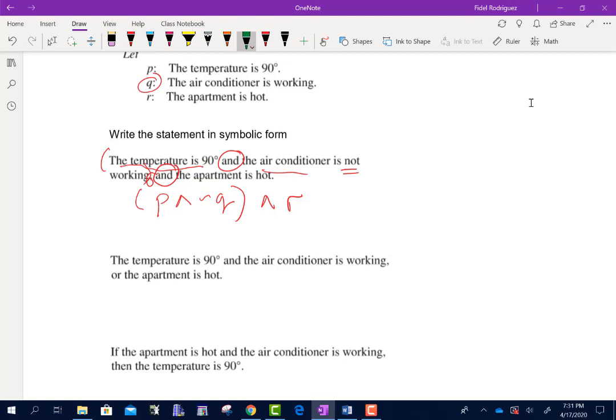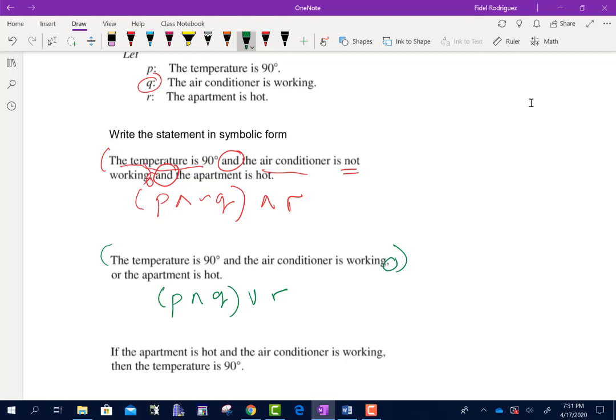Same thing for the next one. I'm going to look for my comma, I'm sorry. It's right here. So those are my parentheses. The temperature is 90 degrees. That is my P. And the air conditioner is working. That is my Q. Or, that's my down arrow, the apartment is hot. That is R.